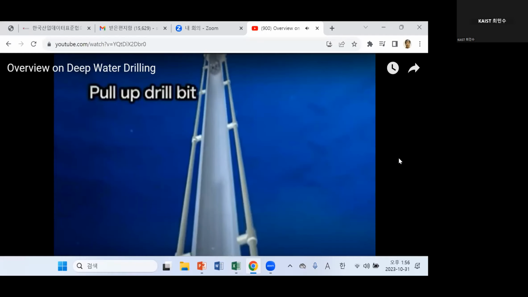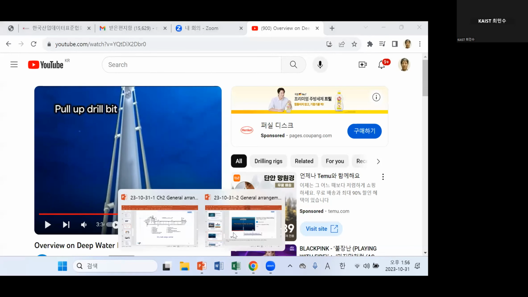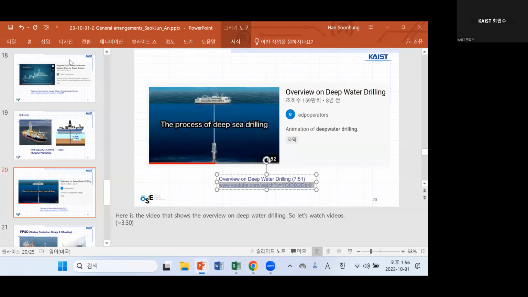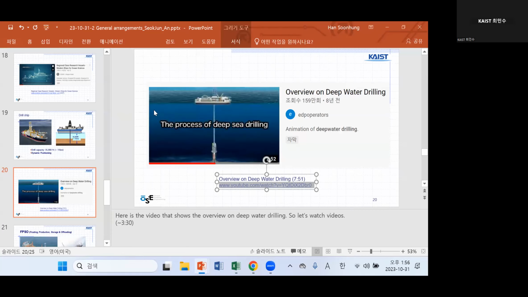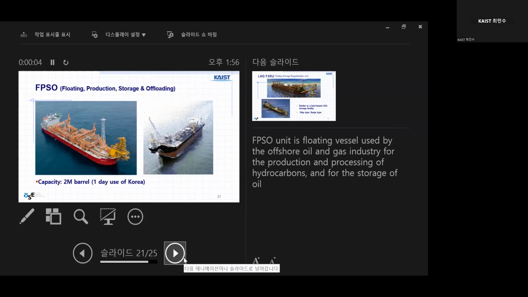This is an overview of water drilling. Next is FPSO. We already ran this. An FPSO unit is a floating vessel used by the offshore oil and gas industry for production and processing of hydrocarbons and for the storage of oil.